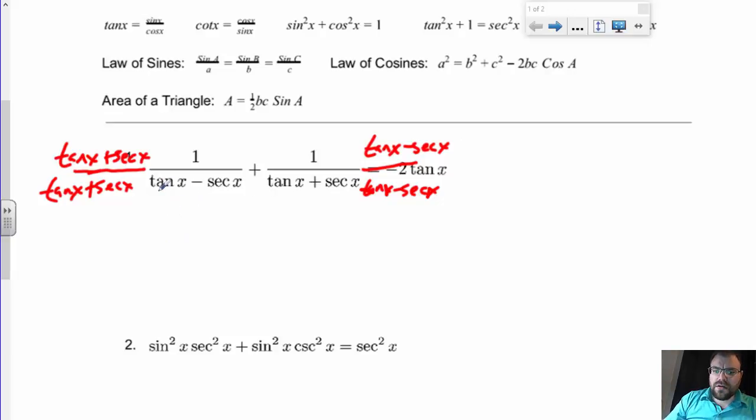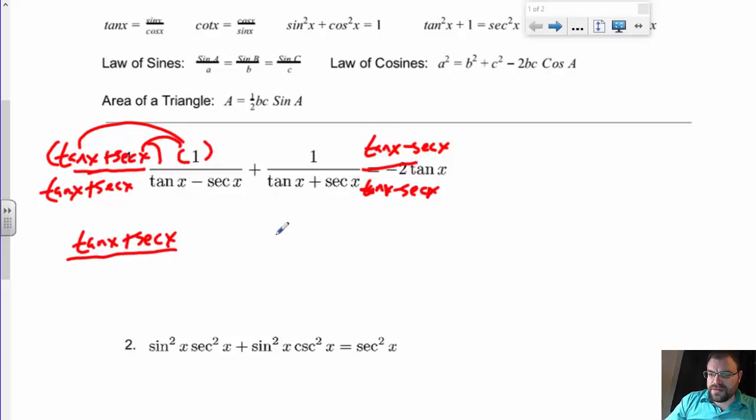Okay, so we got 1 times this, and I'm going to distribute the 1. I get tangent x plus secant x. That's the top. And here I got 1 times tangent, which is tangent, and 1 times negative secant, which is negative secant. We have a fraction here and a plus sign, so we're going to add two fractions.